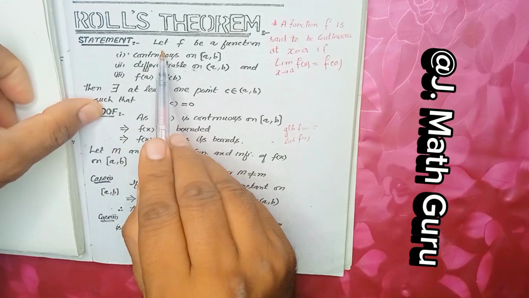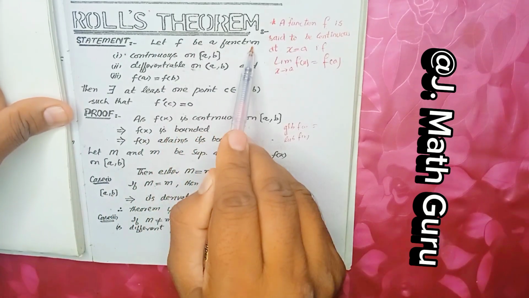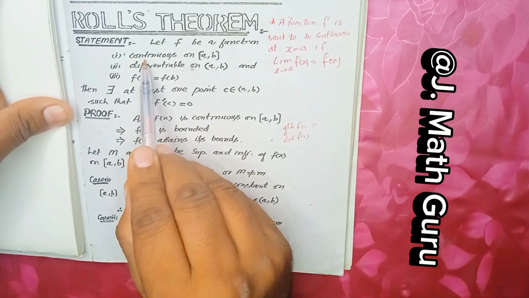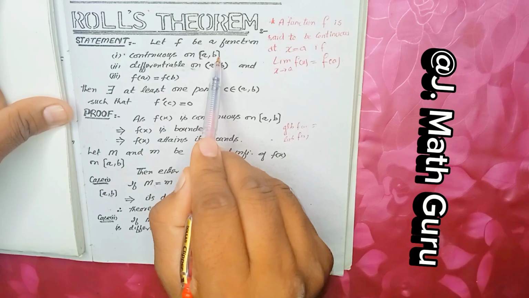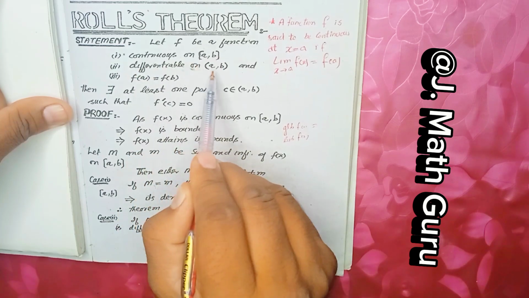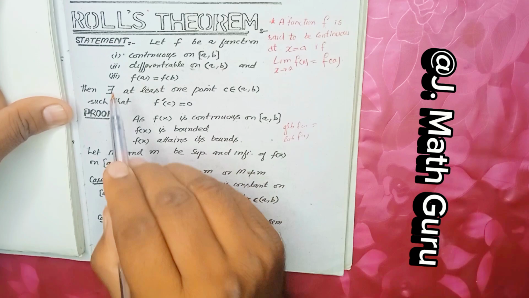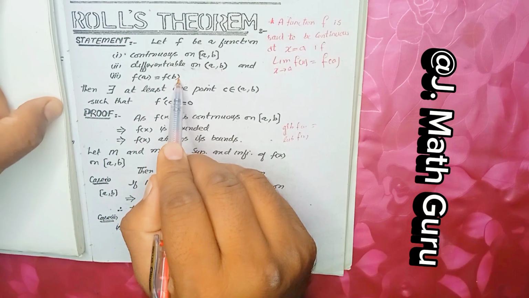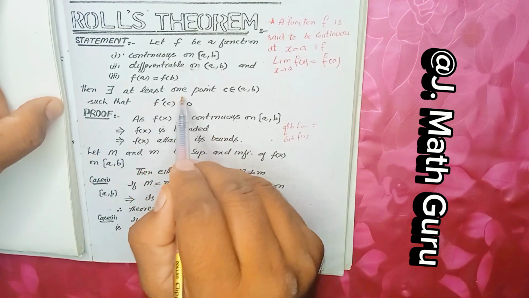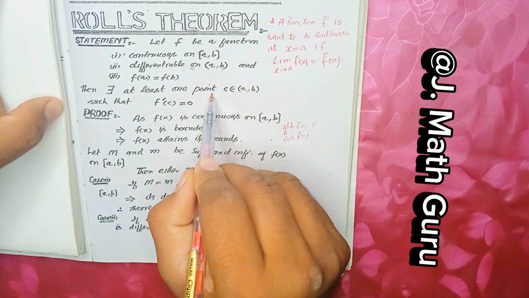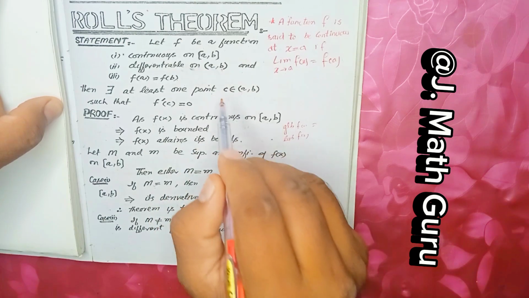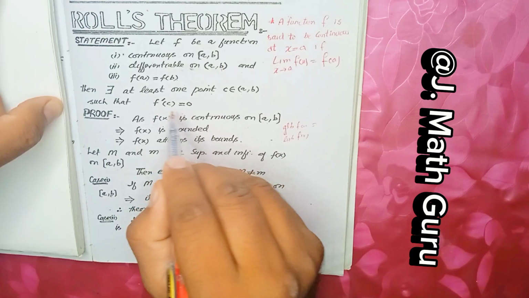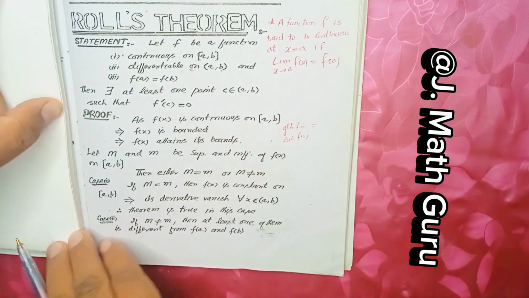Statement. Let f be a function continuous on the interval [a, b], differentiable on (a, b), and f(a) and f(b) are also equal. Then there exists at least one point c from this interval such that the derivative at this point is equal to 0.